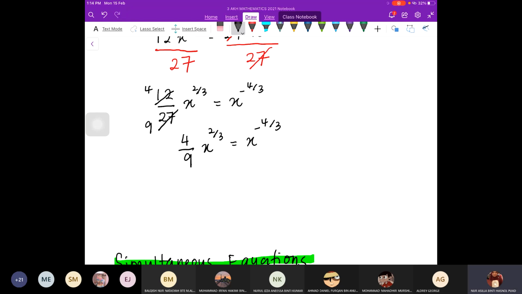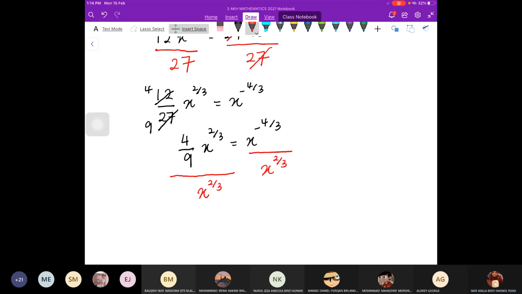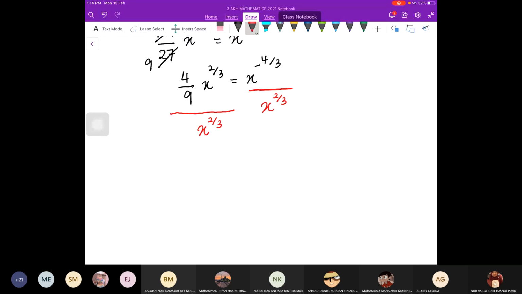Okay, so sebelah kiri saya tak nak ada X. So gunakan konsep yang sama. Kita divide dengan nombornya. Okay, so sebelah kanan pun sama. Jangan ingat benda ni tidak boleh dilakukan boleh. So I can simplify. So dia akan jadi 4 over 9. Sebelah kanan adalah X. Negative 4 over 3 divide X to the power of 2 over 3.